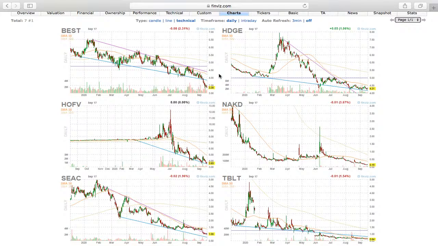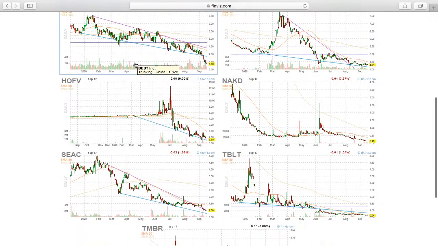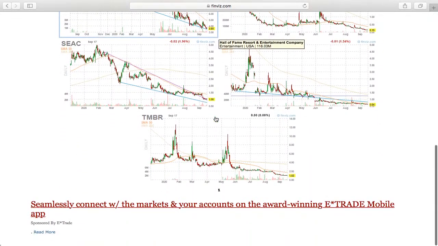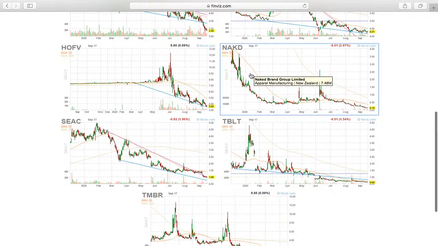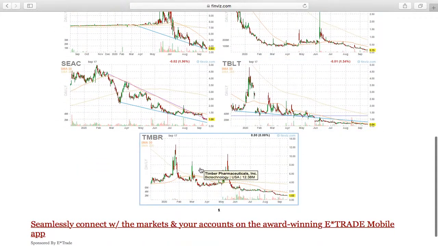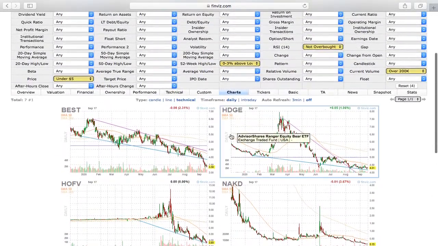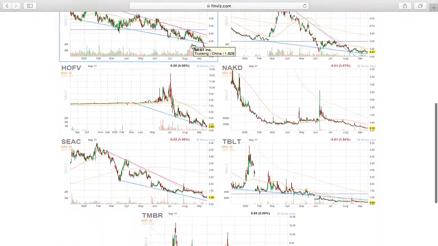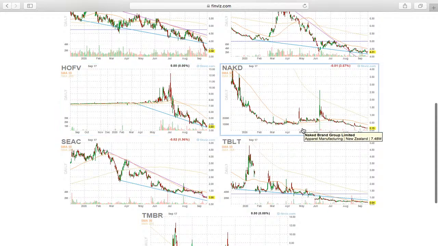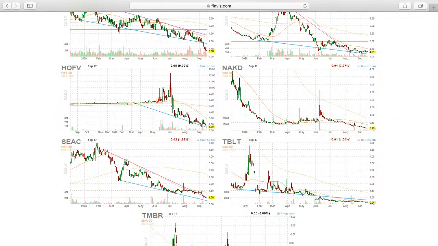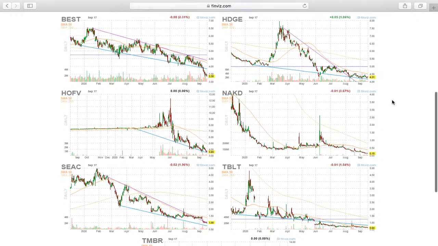But I do have a beaten down watch list, which has, actually I have Best on there. I think Naked Brand Group was on there. I'm pretty sure that Timber is on there as well. So I do these scans every so often just to see if any new ones pop up. It's usually the same ones, they're just waiting. They're waiting for something. They're like praying, please give me some news. Can I have something? Just throw me a bone.